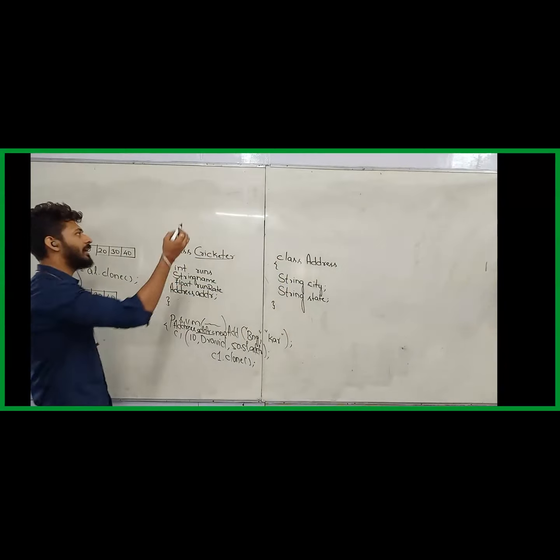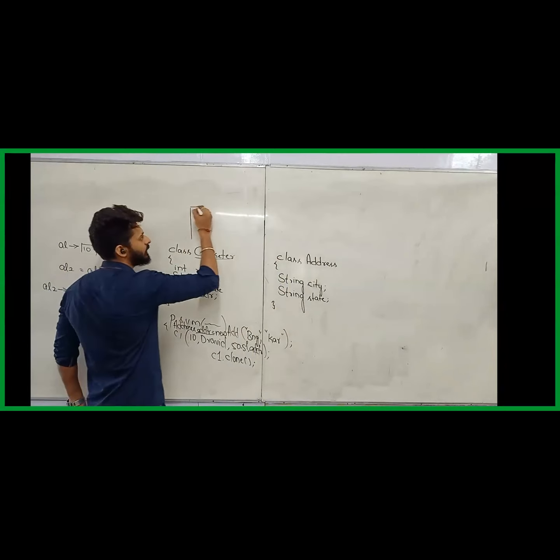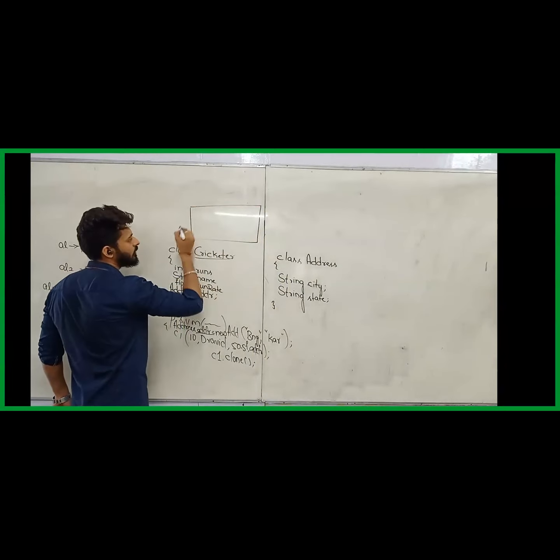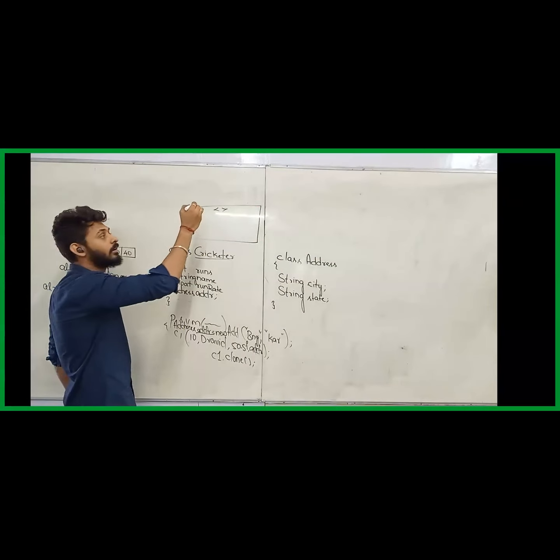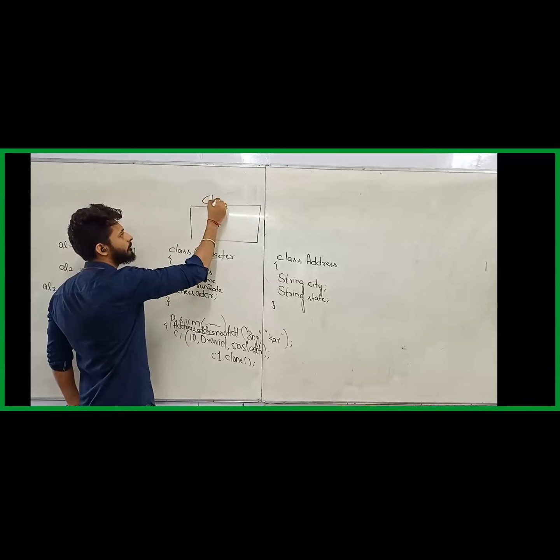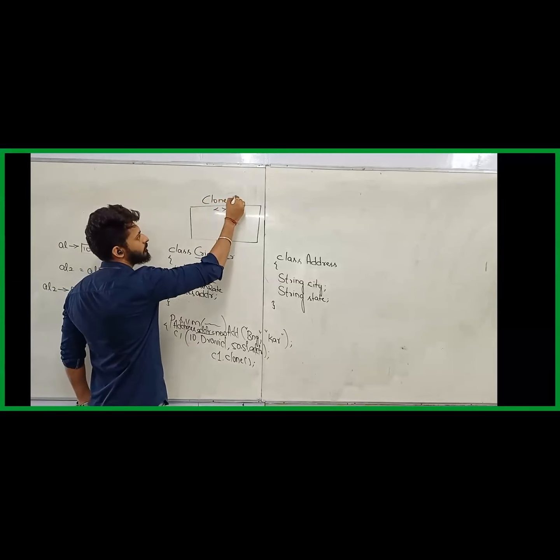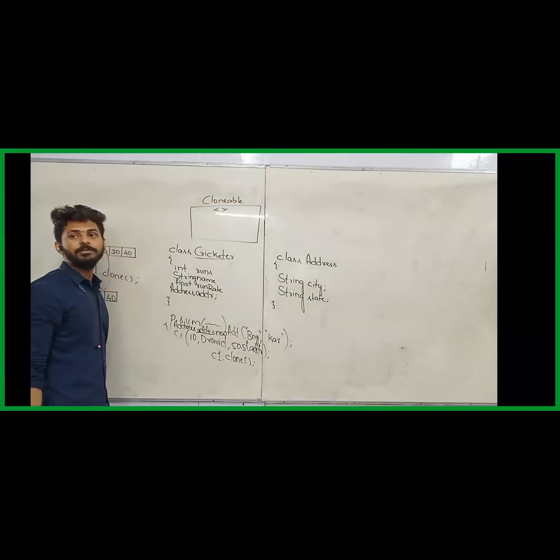For that there is one interface. What is the name of that interface? There is one interface called Cloneable. Getting my point? So ultimately, we don't want to use Comparator or Comparable here. The reason is we don't want to sort it. What I want here is to create a copy.